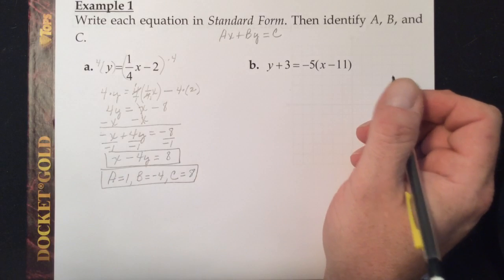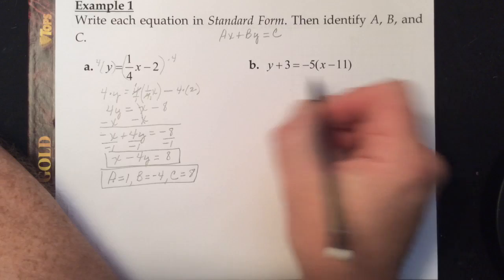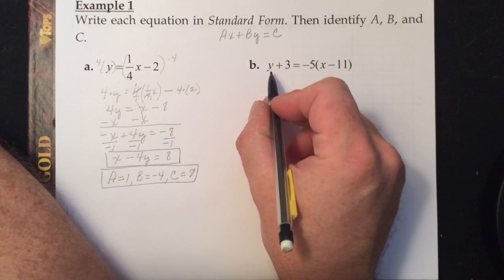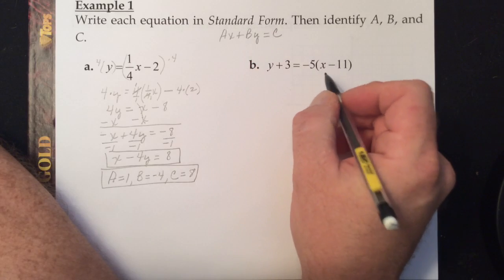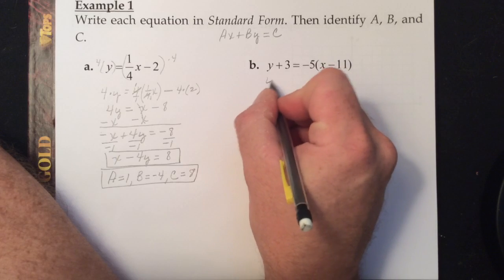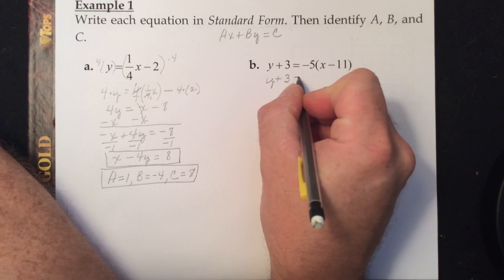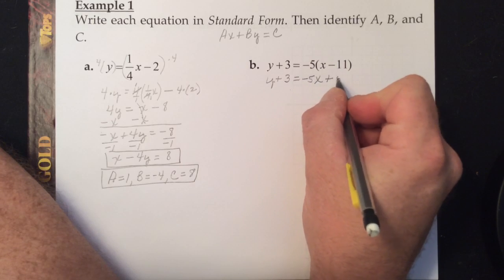Part B, y plus 3 equals -5 times x minus 11. This happens to be, if you'll notice, in point-slope form. Nevertheless, we need to put it in standard form. First thing we want to do is get rid of the parentheses, so we use the distributive property. We have y plus 3 equals -5x plus 55.